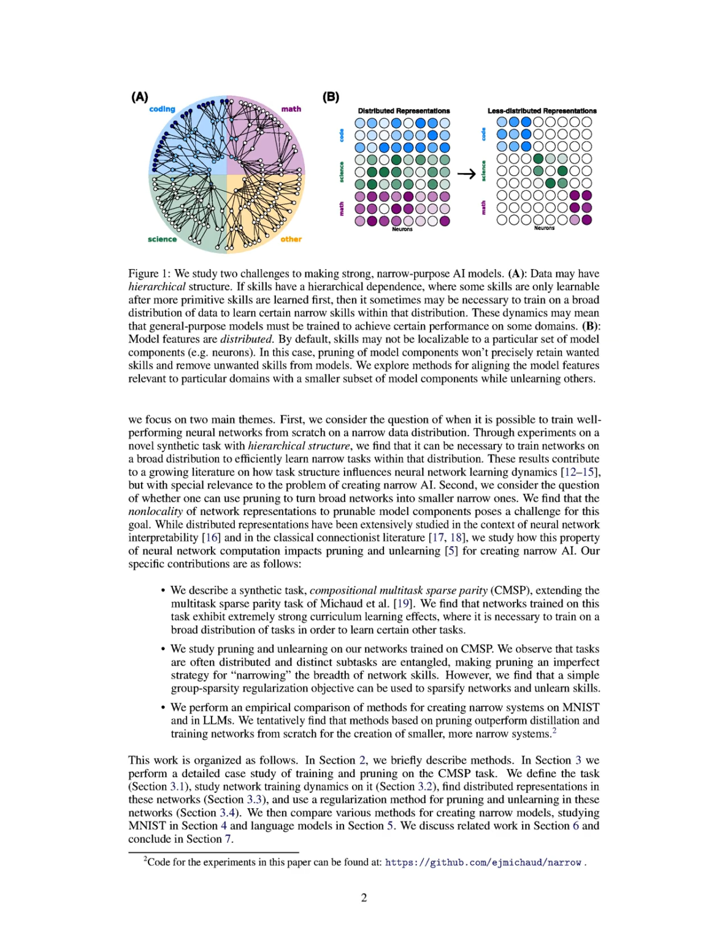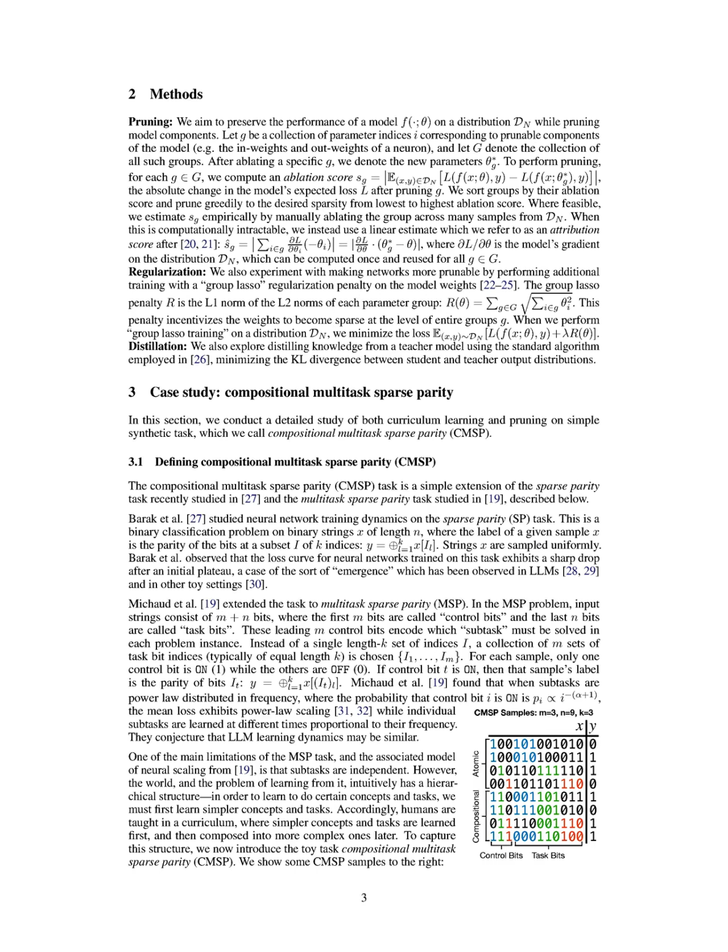The proposed method for creating narrow AI systems involves a combination of pruning and regularization techniques to optimize neural networks for specific tasks. First, the algorithm identifies prunable components of the model, denoted as groups, G, and computes an ablation score, S_G, for each group, which measures the change in expected loss after pruning that group. The groups are then sorted by their ablation scores, and pruning is performed greedily, starting with the least impactful components to achieve the desired sparsity.